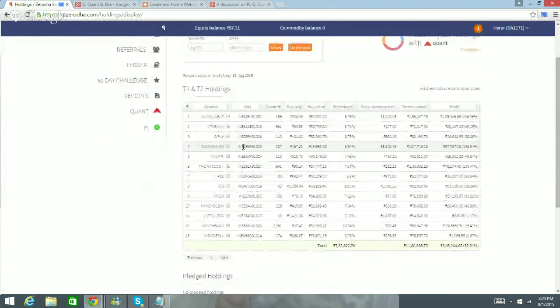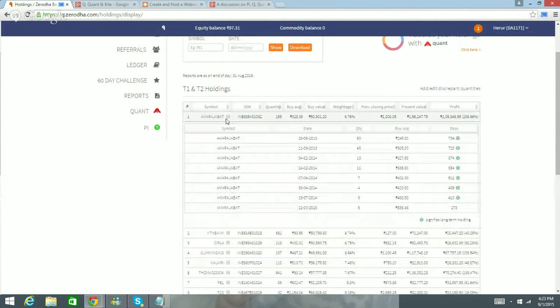Okay, so one of the good things that we have done here on the holdings page, I think we are the first ones in India to do it, is to actually show the holding period. If you click on this plus button, you will see the different holding periods for different quantities. Like for Amara Raja Batteries, there is a holding period of 173 days for one part of the stock, and a holding period of 734 days for another.